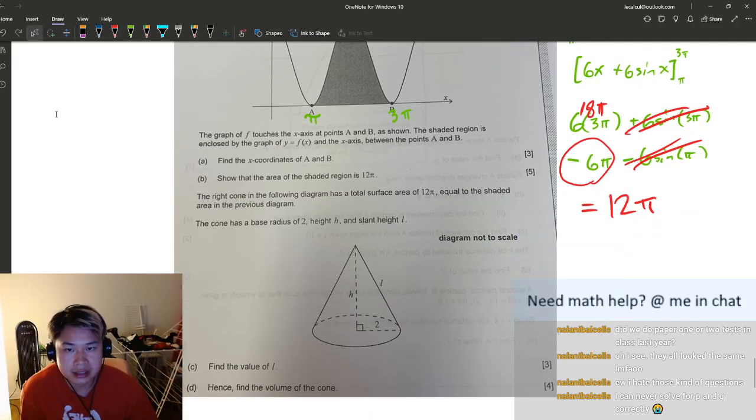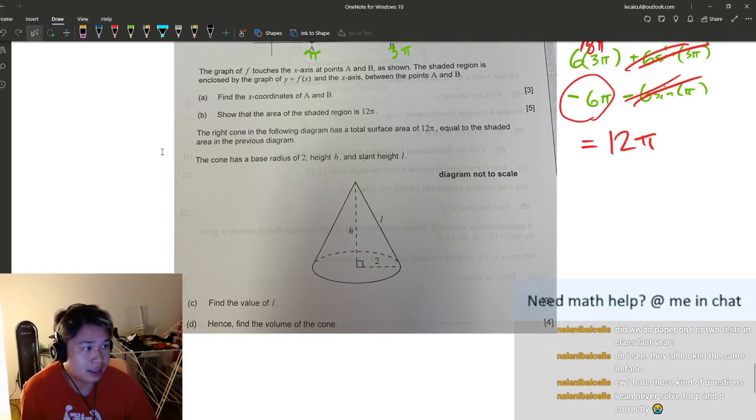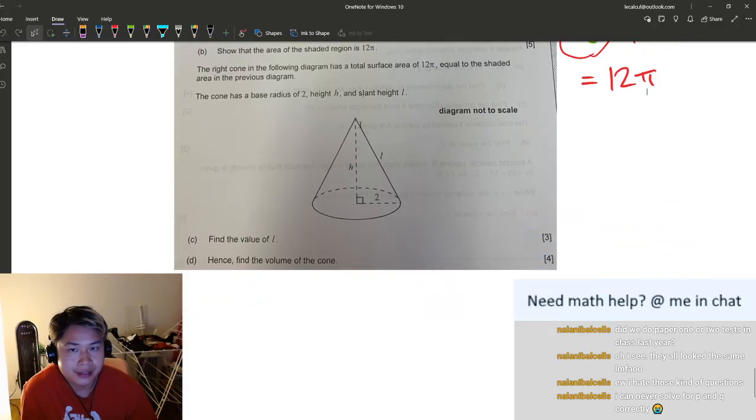And then let's see. The right cone in the following diagram has a total surface area of 12 pi, equal to the shaded area in the previous diagram. This has nothing to do with the previous diagram, but okay, throw in a cone question. The cone has a radius of 2, a height of h and a slant height of L. Find the value of the slant height.